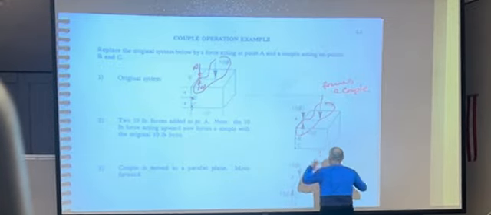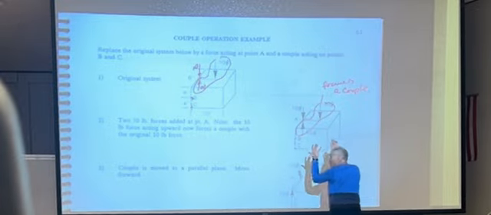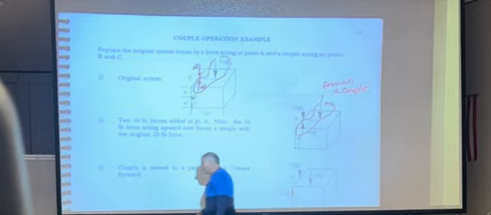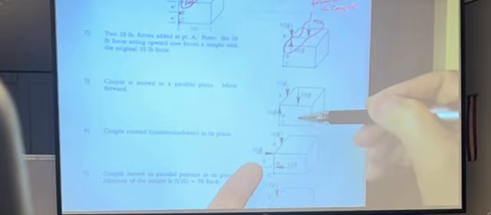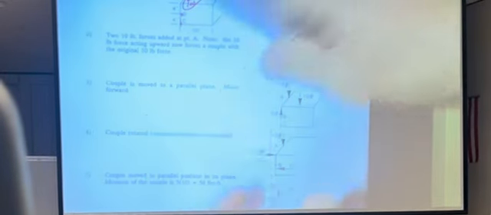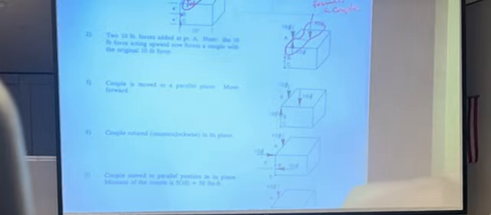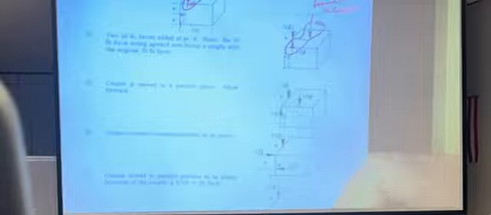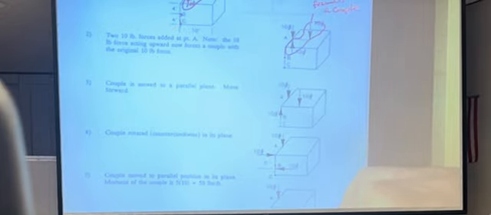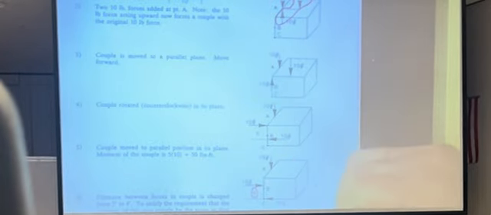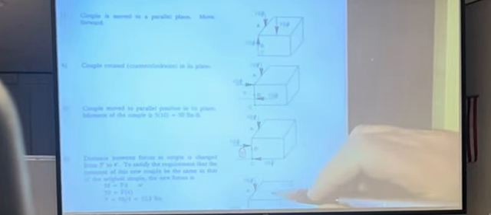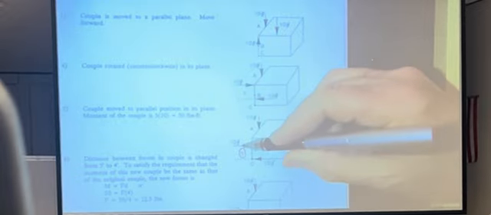Next, I took the couple, moved it forward. So I moved it to a parallel plane. You can see I literally moved it forward. Then I'm going to take the couple and I'm going to rotate it in the plane. There it is, rotated. I'm going to translate it down, but notice I get one force at C, but then the other force is not at B. And I want a force at B and C. Right? So now I'm going to change this distance so that this guy lands at B.